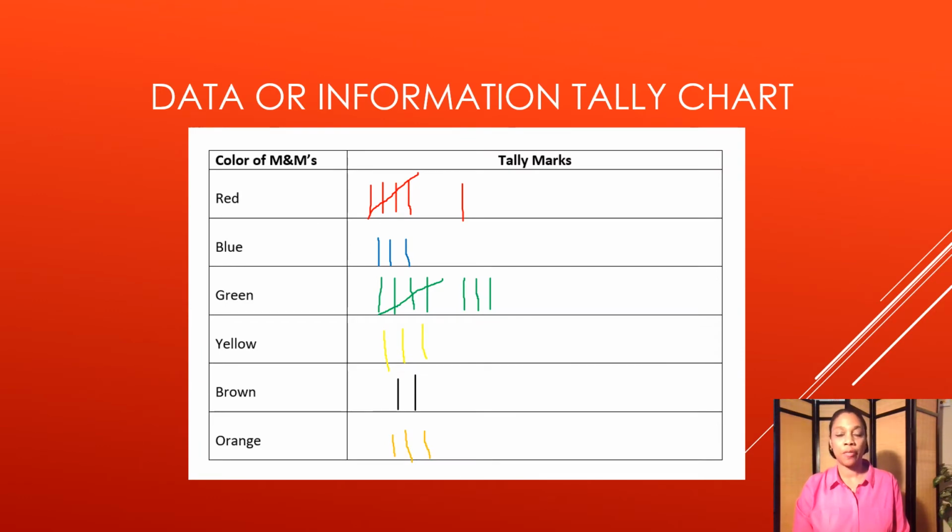This data and information came from the tally chart from part 1. We see that we have red, blue, green, yellow, and brown and orange M&Ms, and we counted them out. We're going to use the data for this information on our bar graph. That comes up next.